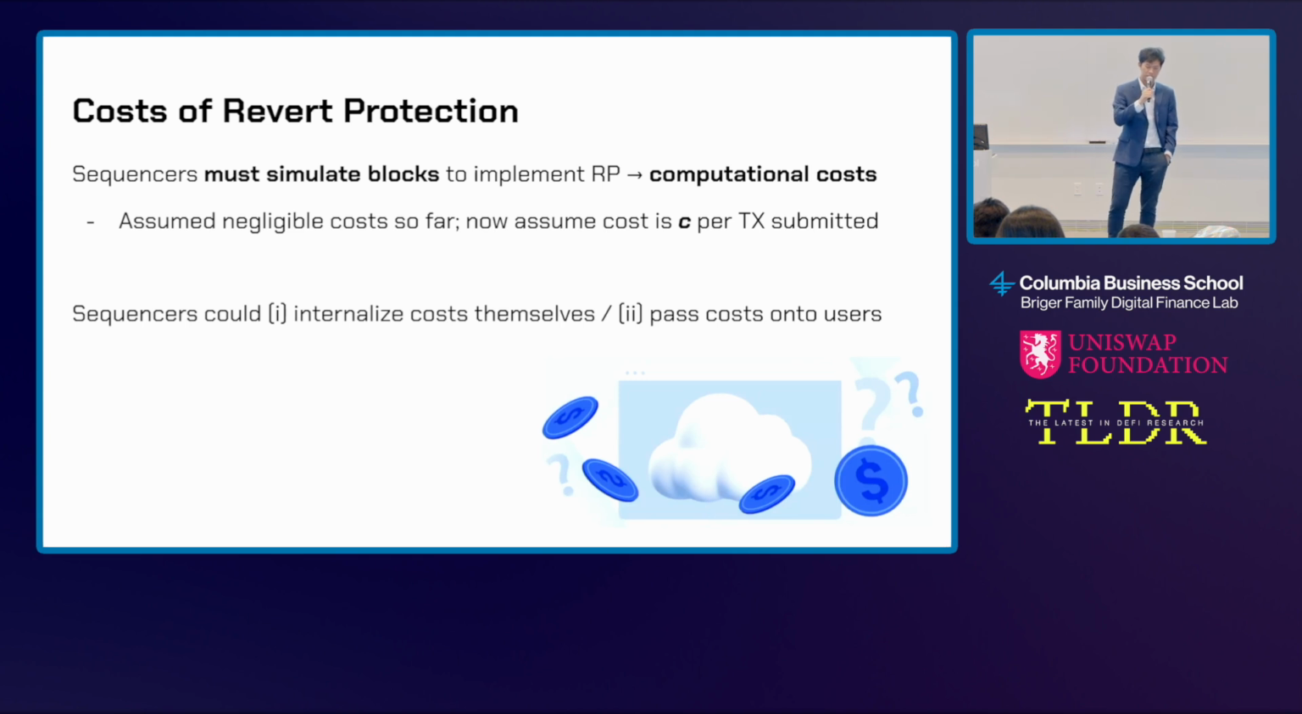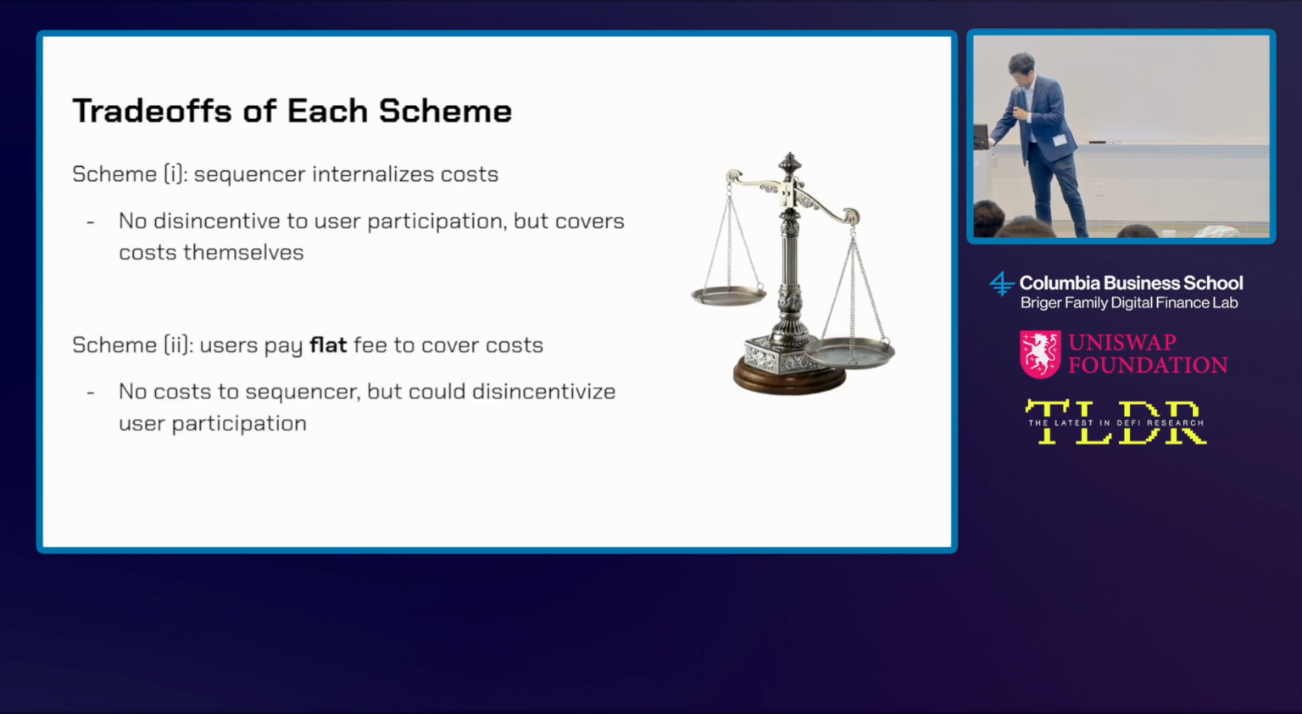Now there are two things that sequencers can do to address these issues and prevent spam in the mempool. The first one is to internalize the costs themselves. The second one is to pass the costs on to users. So let's consider the trade-offs of each scheme. In the first scheme, where sequencers internalize the cost themselves, there's no disincentive to user participation, but they have to cover the cost themselves, which comes out of their final revenue and profit. In the second scheme, where the users pay a flat fee instead of a proportional penalty fee to cover the costs, there's no cost to the sequencer, but this could disincentivize user participation.